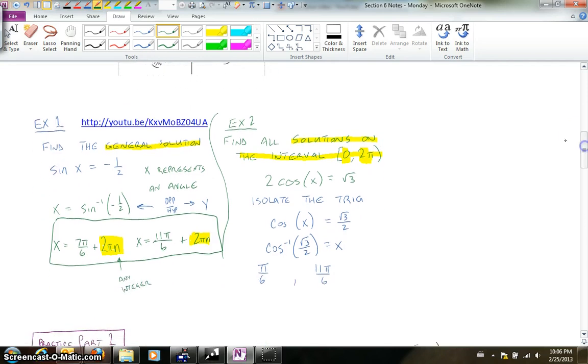So when I ask for specific solutions on the interval 0 to 2 pi, you're only going to want those angles that are bigger than 0 but less than 2 pi that have a cosine of radical 3 over 2. So that's the difference between the general solution and specific solutions on the interval 0 to 2 pi.